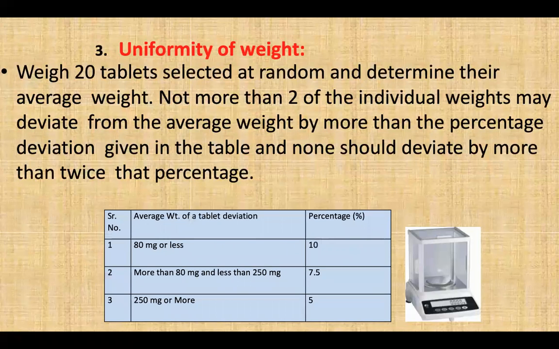So how to check uniformity of weight? Weigh 20 tablets selected at random and determine their average weight. Not more than 2 of the individual weights may deviate from the average weight by more than the percentage deviation given in the table, and none should deviate by more than twice that percentage. You can check with the help of this table. A special balance has to be used for this uniformity of weight. As you do in the lab, you put the tablets in, close it, then check with a digital weighing balance.